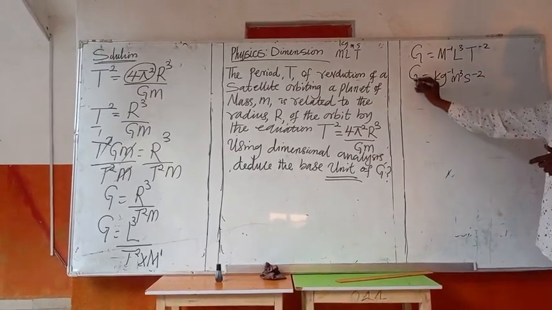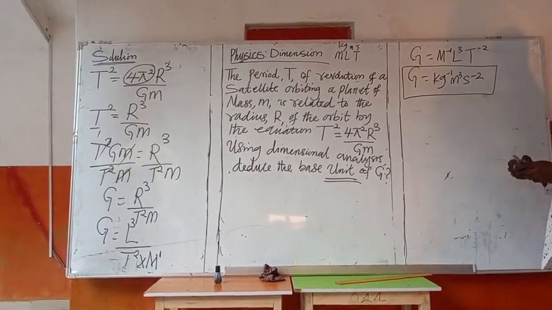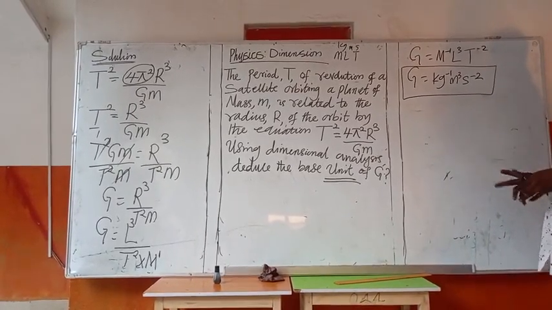This is the base unit of the universal gravitational constant as instructed from the question. This is the final answer.